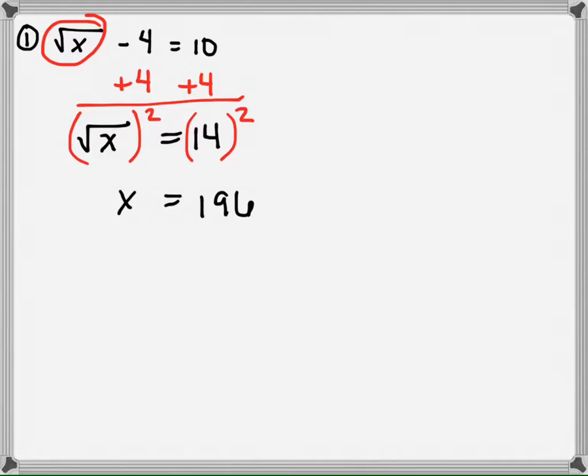And you can check this by plugging it back into the original equation. The square root of 196 minus 4 should equal 10. And if you ever get this to not work, and it is an actual plug-in, everything else in your work works, it could be an extraneous solution. We will not have any extraneous today. We'll get into those later.